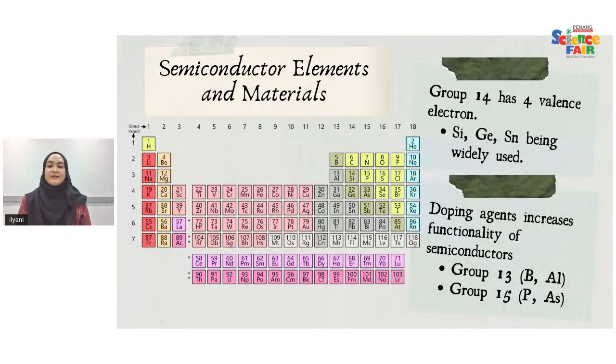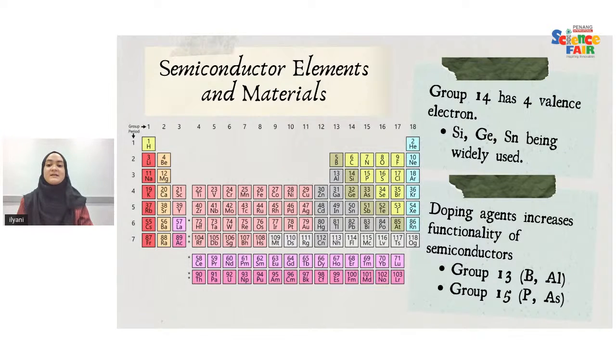Just now I showed you that the element has 4 valence electrons, right? So we know 4 valence electrons means the element comes from group 14. The most famous group 14 elements are silicon, germanium, and stannum, or what we call tin. These are the elements that are widely used in semiconductors.